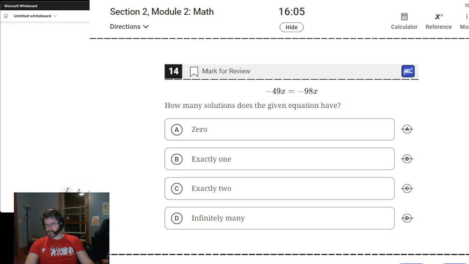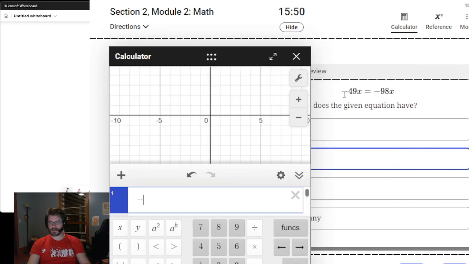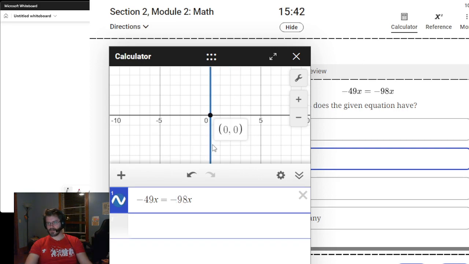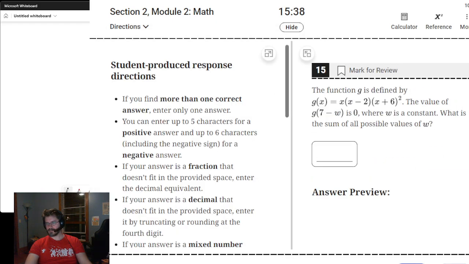How many solutions? So you can divide the x off and you get a statement that's not true. But because x is there, it's going to have one solution when x is 0. And there's no other number that will make this true. If you don't believe me, again, you can use our handy dandy Desmos. 49x equals negative 98x. And indeed, we get one solid line with x being 0. All right.